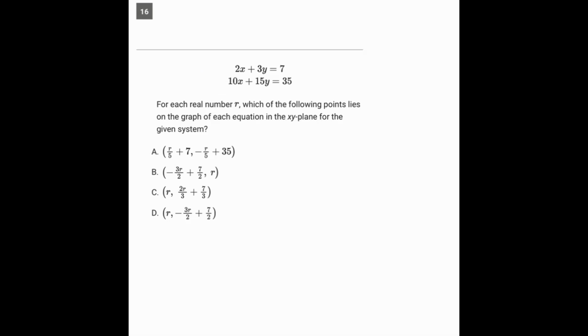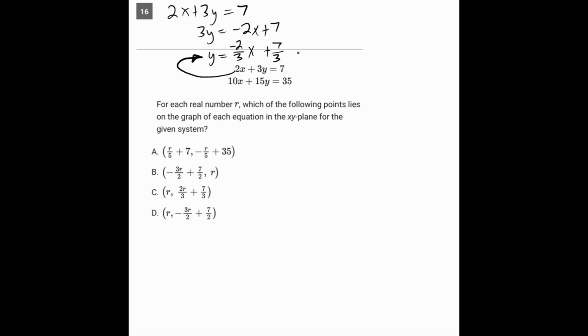So let's start with the first equation, 2x plus 3y equals 7. We're going to get y by itself. So we'll take away 2x from both sides. Then we'll divide by 3. And so we have the first equation in y equals mx plus b format.